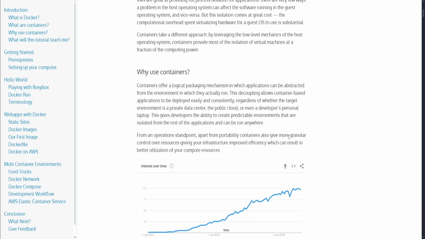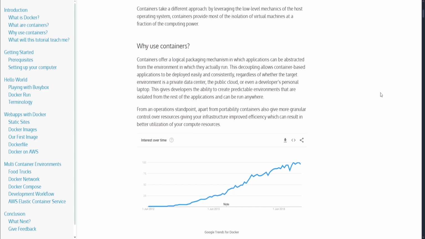So why should you use containers? Because it offers a logical packaging mechanism in which applications can be abstracted from the environment in which they actually run. This decoupling allows container-based applications to be deployed easily and consistently.